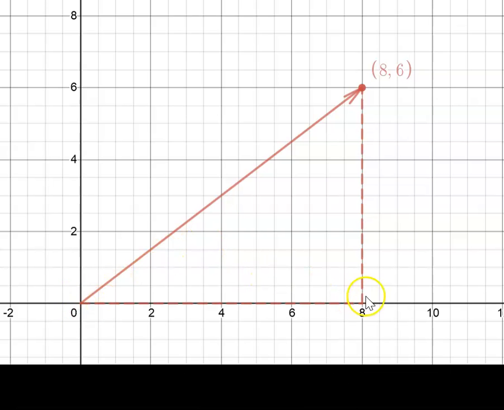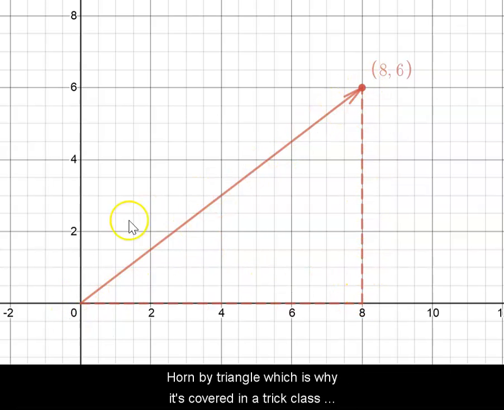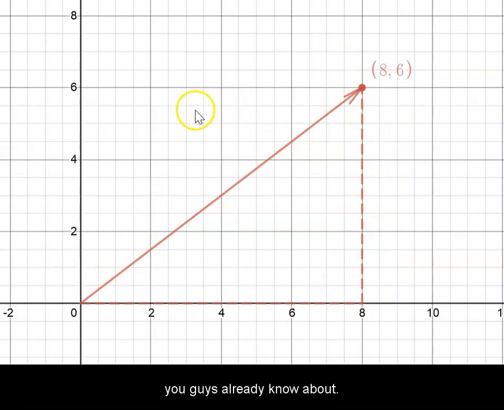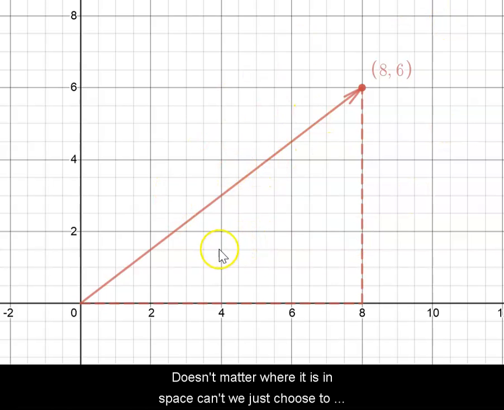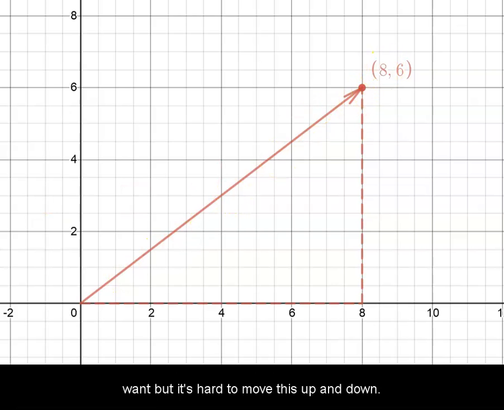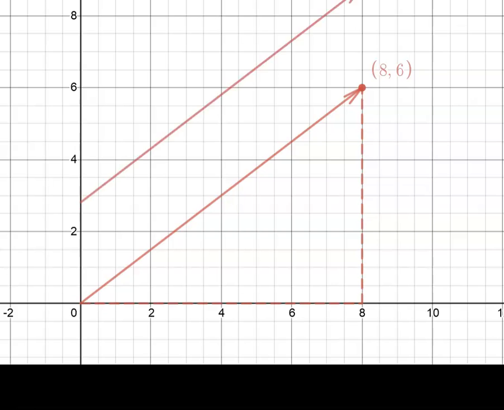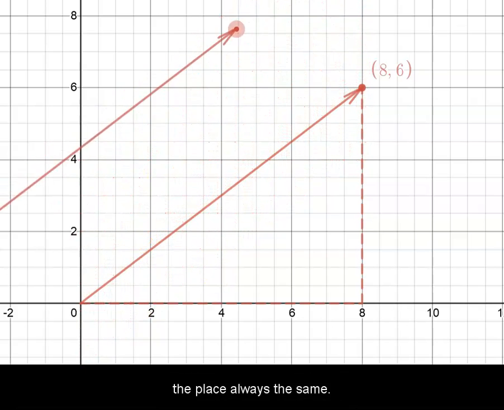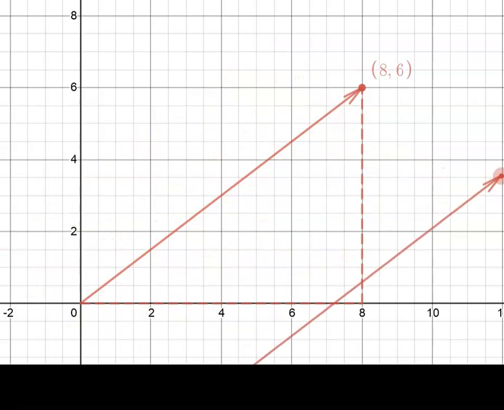As you can see already, it's formed by a triangle, which is why it's covered in a trig class, because all the things that we're going to talk about for vectors is really just sines and cosines, right? The stuff that you already know about, okay? Now, what I was saying was, this same vector doesn't matter where it is in space, okay? We just choose to represent it as starting at 0 and then going to wherever I want. But if I were to move this up and down in some form, it's always the same vector, okay? So it doesn't matter where I put it in space, it's the same vector, right? I can start to move it all over the place. It's always the same vector.